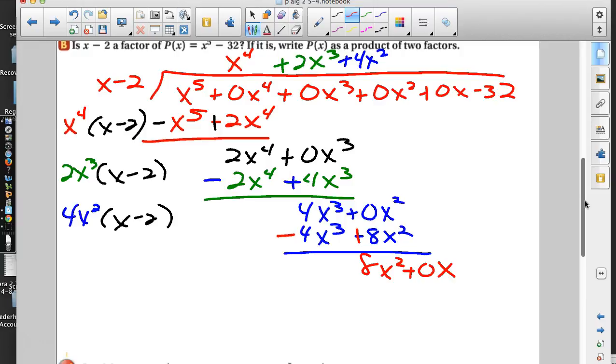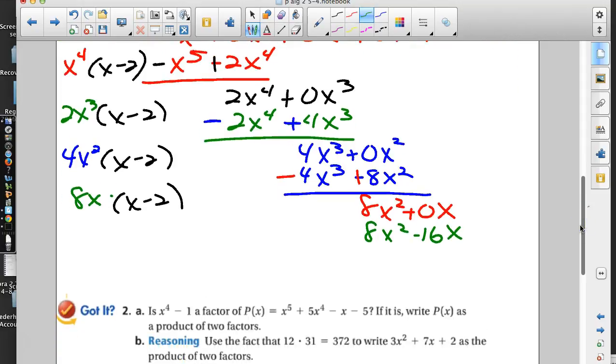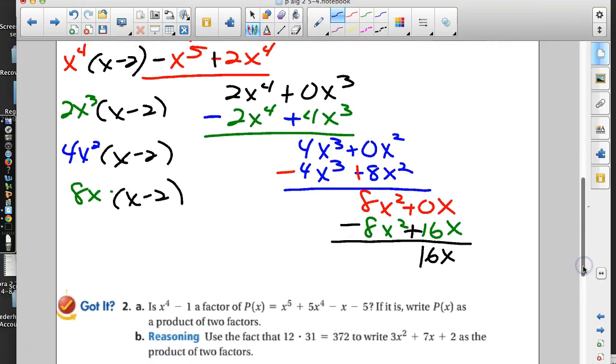We have an 8x squared. What should we multiply by? Oops, getting ahead of myself. I'm writing down the answer already. That'll give us 8x squared. It will also give us minus 16x. It's just a byproduct. It happens. Change the signs and add and bring down that minus 32.